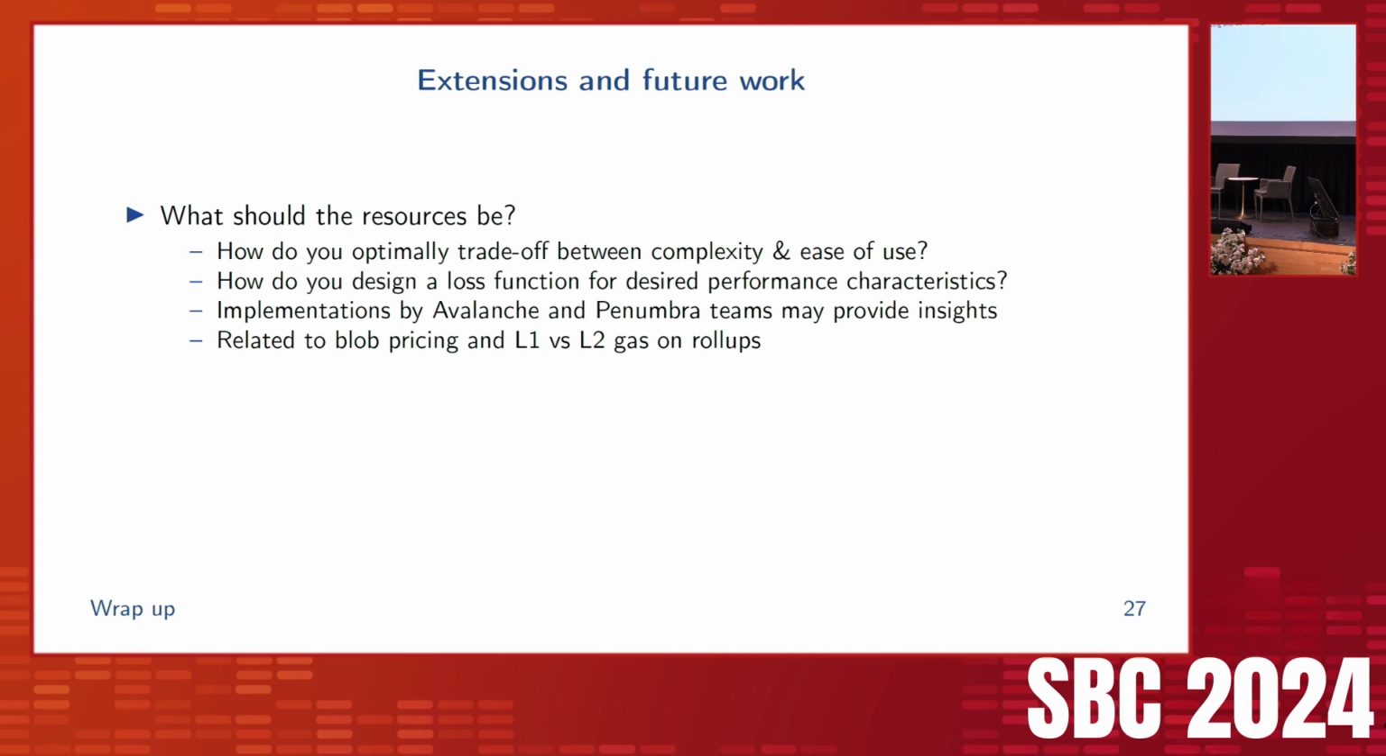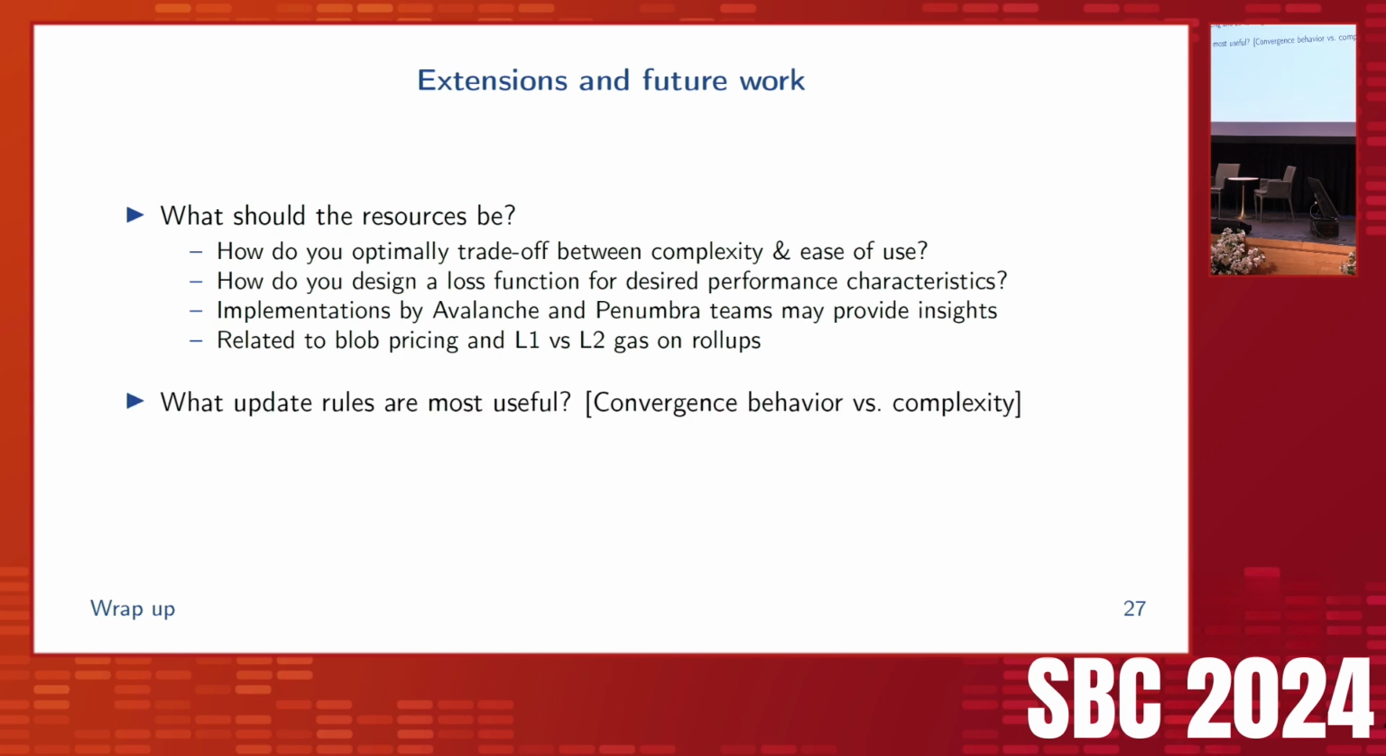And so, these things going into real-world systems might give some insights as to how to think about this question. In addition, I gave you some update rules using gradient descent. I also gave you one using mirror descent, which gave us 4844. There's a question of what update rules are the most useful, and how do we trade off things like convergence behavior, complexity, and the dynamics that we actually want for these, which might lead to different user experiences.